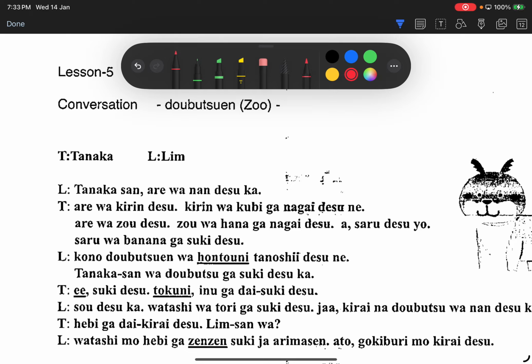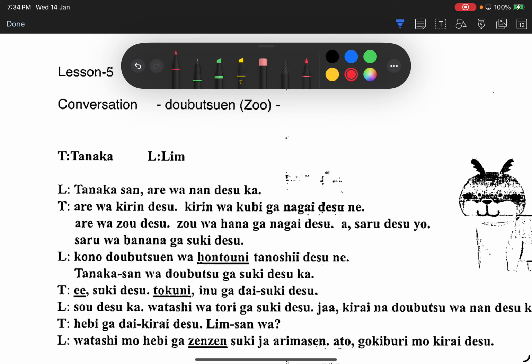Then he says, saru desu yo. Saru desu yo. So this is an exclamation. It's like, oh. Oh in English. Saru desu yo. So monkey. Monkey desu yo. So what is this yo particle here about?